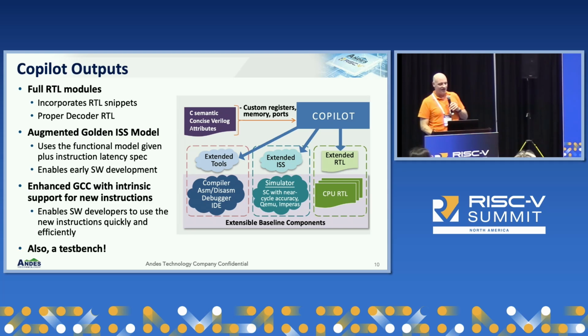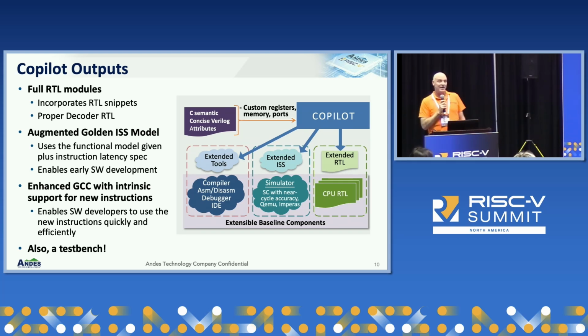What do you get out of Copilot? First of all, you get the full RTL. That's on the bottom right there. We call it extended RTL. That is designed to be literally copied into the database for your processor. That now has integrated your Verilog snippet in with all of the control path.